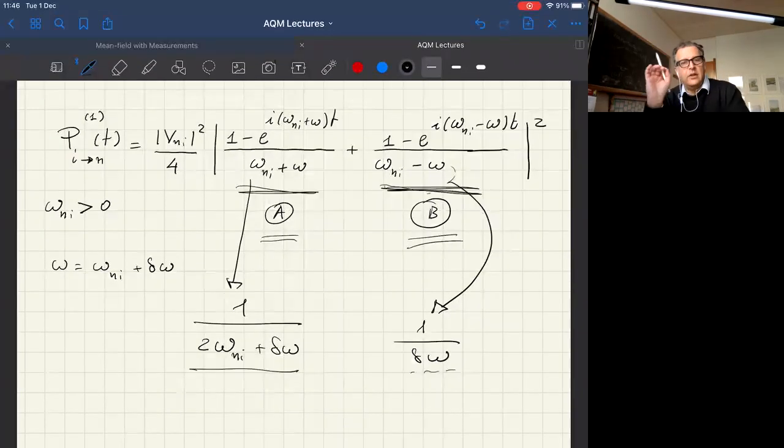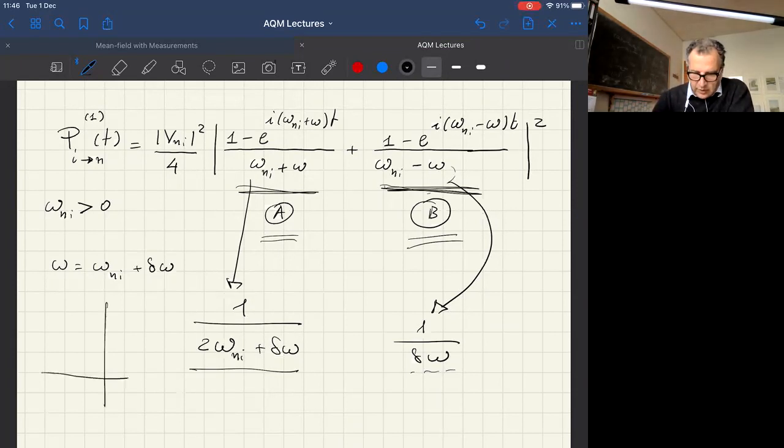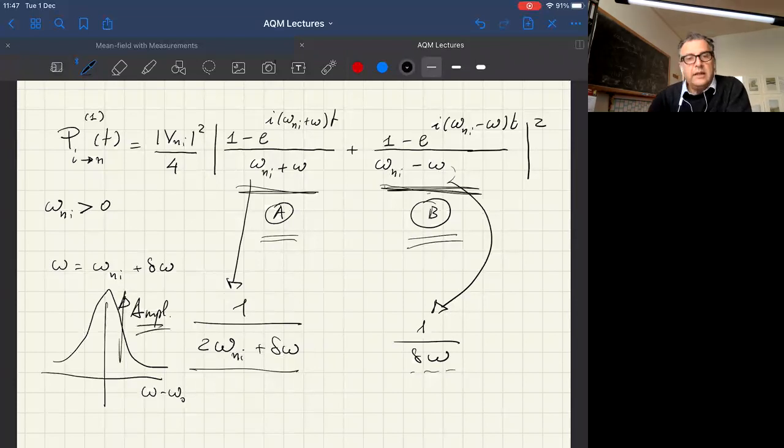Good. So this is the resonance. This is the picture that you have in mind, right? You get something like this: the amplitude as a function of omega minus omega 0. This is the amplitude of the oscillator. So this means that if you force the system with a frequency which is close to the natural frequency, then the response of the system will be highly enhanced, right?